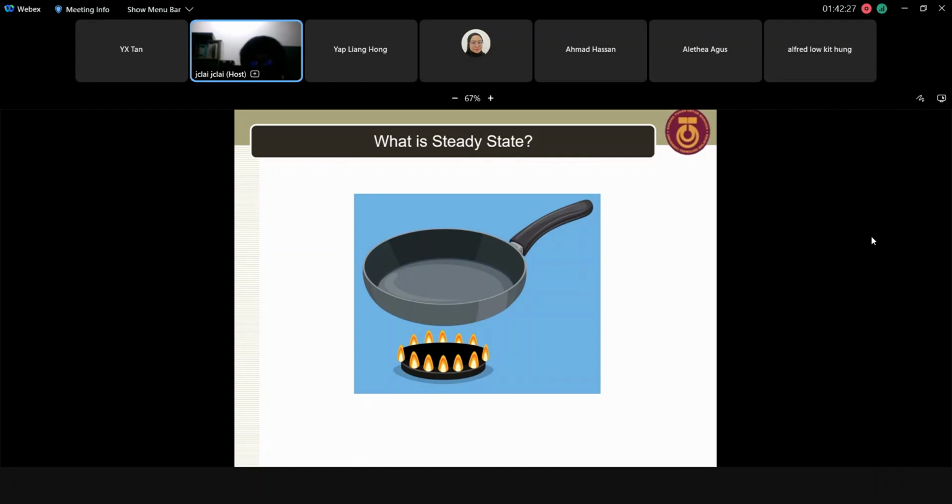What does it mean by steady state? Have you learned this, steady state? Yes, Doctor. Okay, Liang Hong, can you explain what it means by a steady state? Steady state is a condition where there's no net heat transfer to the object. It means that the heat transfer in equals the heat transfer out, not necessarily zero.